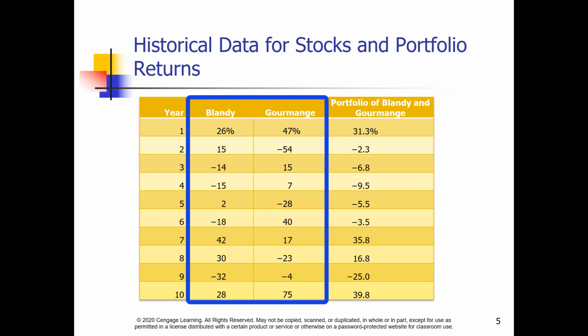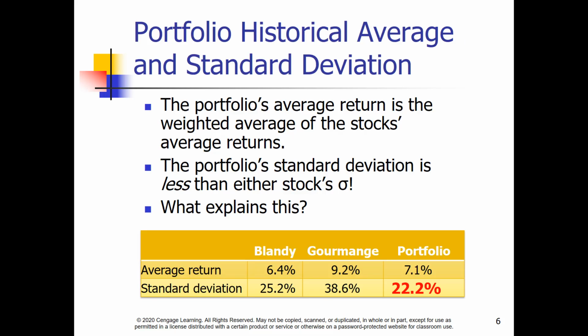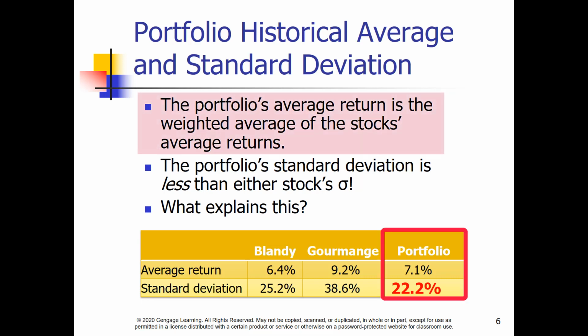Before we go further, compare the returns in each year for Blandy and Gourmand. They move against each other. When Blandy is up, Gourmand is down, and vice versa. When we construct a portfolio of 75% Blandy, 25% Gourmand, we get a portfolio return that's a weighted average of the two stocks' returns. But the standard deviation of the portfolio is less than either of the individual stocks.